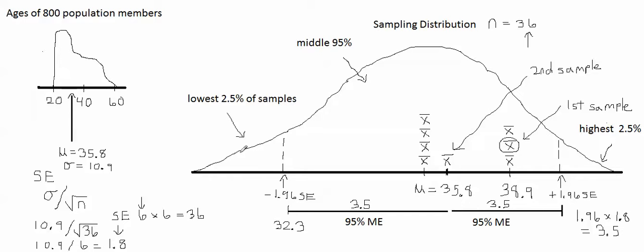So since this boundary is 32.3, that means this lower tail down here includes all of the possible samples of 36 people that would give us a sample mean below 32.3. All of the sample means inside this lower tail down here have a sample mean below 32.3.